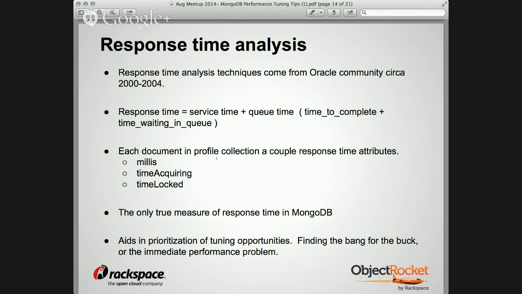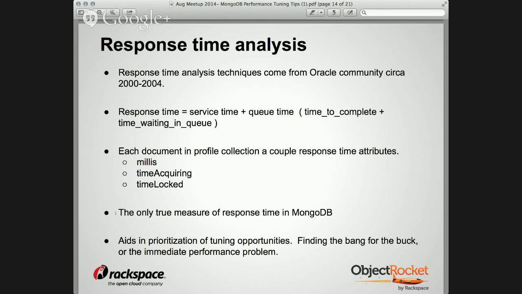Those attributes are millis, timeAcquiringMicros, and timeLockedMicros. Millis is the total time that was taken. Time acquiring was the time taken getting a lock, so that's queue time. And time locked was the time it spent locked doing the thing itself. Now these aren't perfect measures, but they're close, and they'll get you the information you need to start making intelligent decisions about response time. If someone were to say that time acquiring isn't exactly a perfect proxy for queue time, well, you're right, and I agree. But these are the best measures we have, and they work pretty well. I can tell you from doing this in practice that they're pretty good proxies for these measurements.